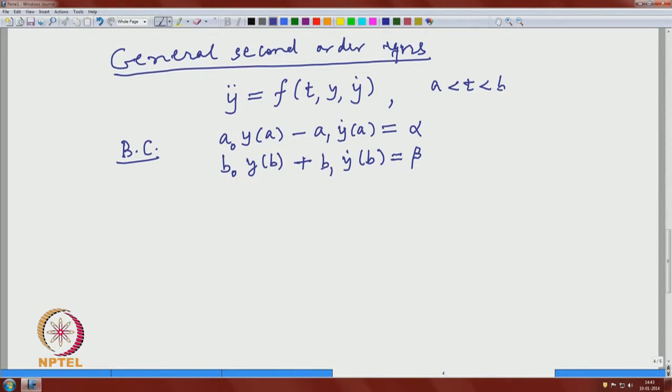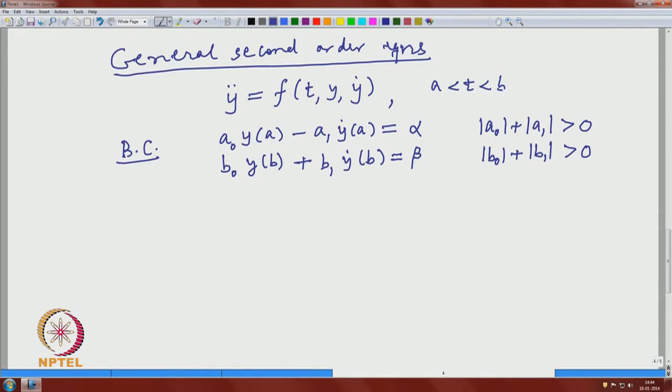In the previous case what we had was A 0 equal to 1 and A 1 equal to 0 and alpha equal to 0, and similarly B 0 equal to 1, B 1 equal to 0 and beta equal to 0. Okay. So, the only condition is that A 0, A 1 should not vanish simultaneously, and similarly for the other condition, B 0, B 1 do not vanish simultaneously. One of them can be 0, fine. And alpha, beta are again given real numbers.